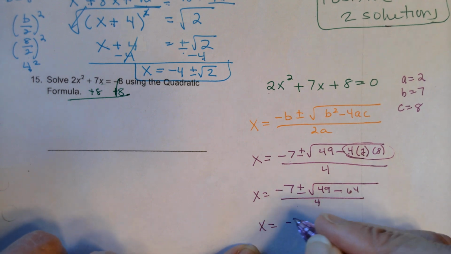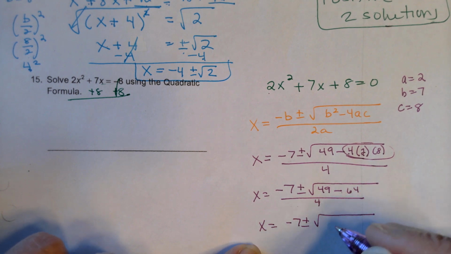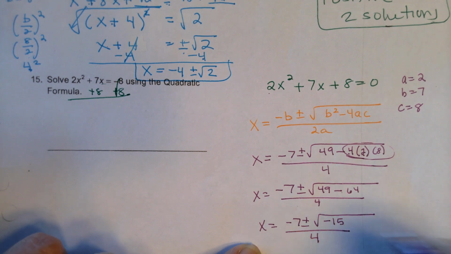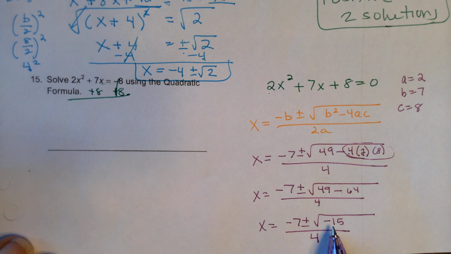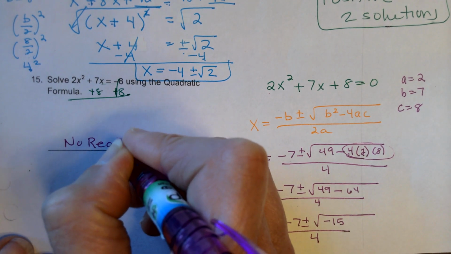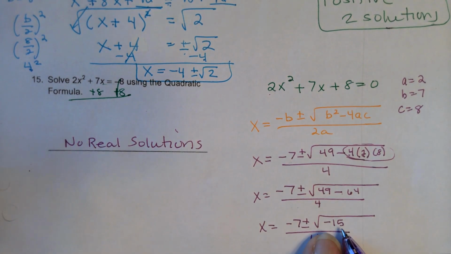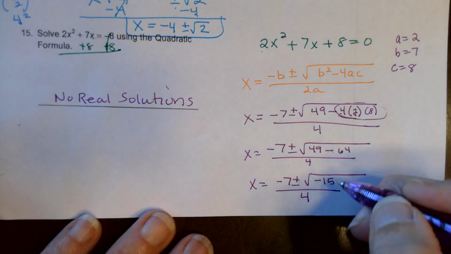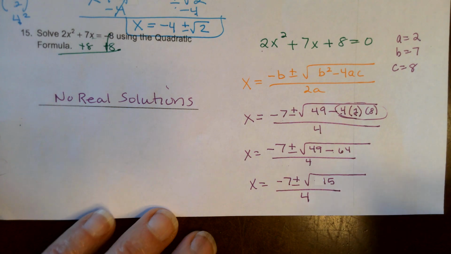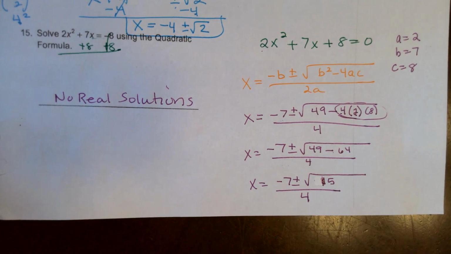X equals negative 7 plus or minus the square root. 49 minus 64. We're getting a negative number in there, aren't we, folks? So again, square rooting a negative. Your actual answer here is no real solutions because you can't take the square root of that. If this was a positive 15, just for the sake of knowing, you would leave your answer like that because you couldn't break down square root of 15.